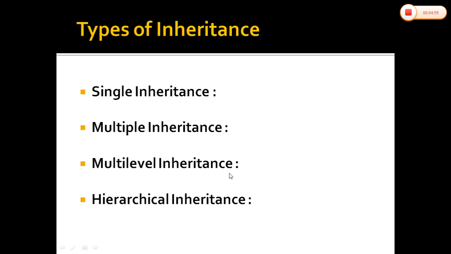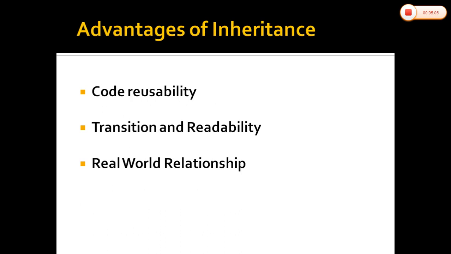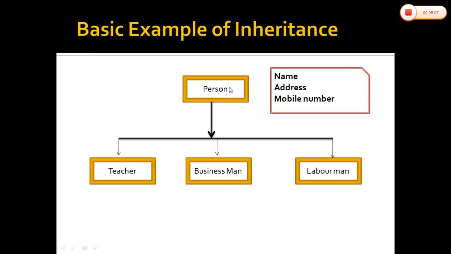When this type of process takes place, it is called multi-level inheritance. I will show you the same example once again. Here, person is the base class, which is called the parent class. And this is child class 1, child class 2, child class 3. If child class 1 is interrelated to child class 2, and child class 2 is interrelated to child class 3, it indicates what?